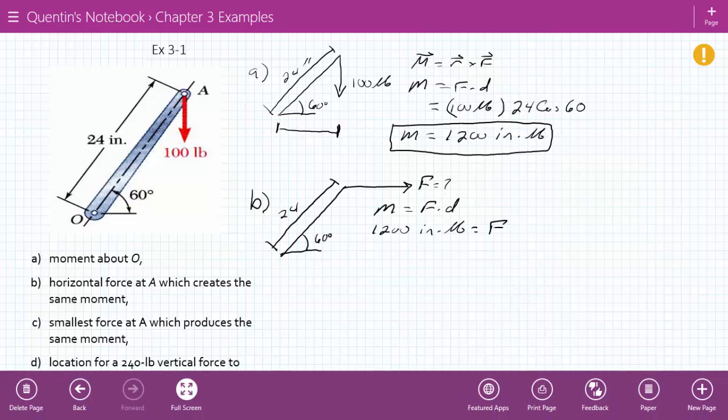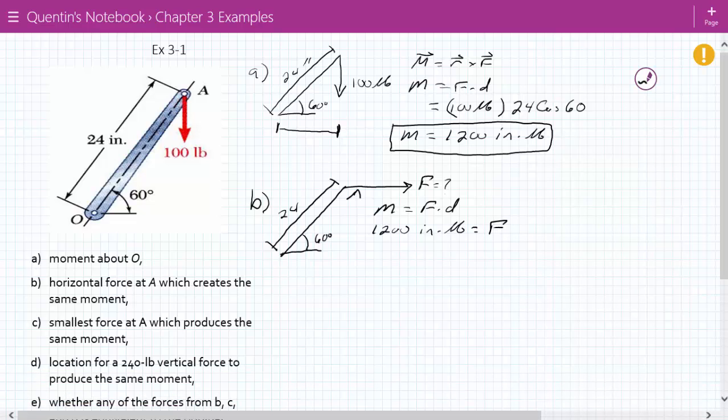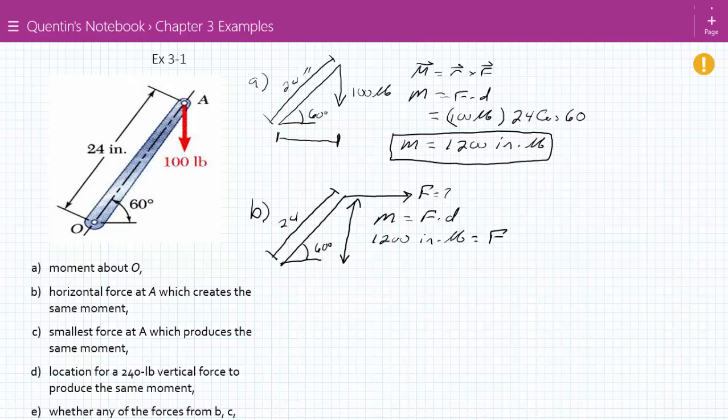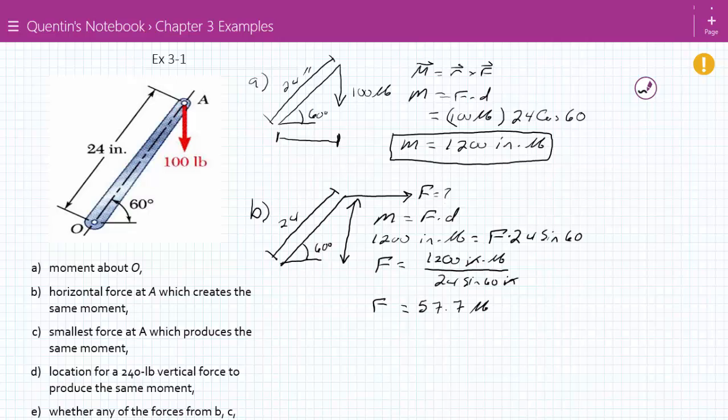Well, in this case, we know the distance. It's the vertical distance from here to there, which in this case is 24 times sine of 60. So when we solve this, force therefore is equal to 1200 inch pounds over 24 sine 60 inches. The inches cancel, and the force is 57.7 pounds. So that's the answer for part B.